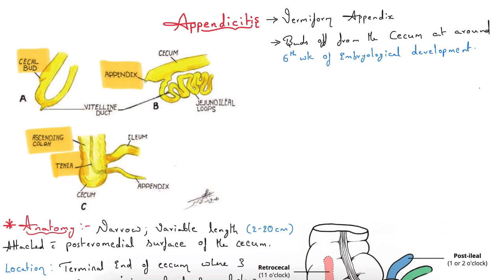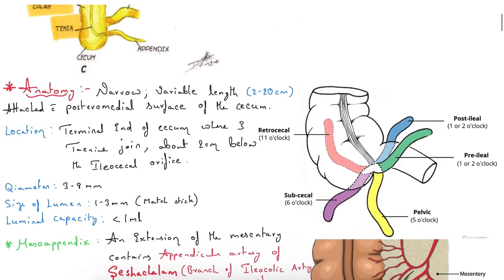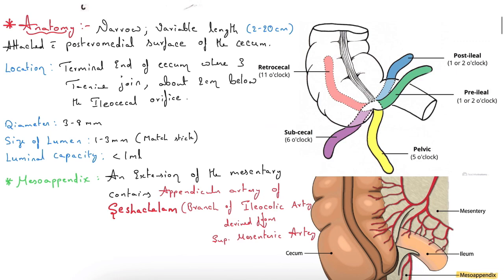So this is the main bud forming in the 6th week. This is important in embryology. Next one, anatomy. The appendix is narrow and of variable length, we can say 2 to 20 centimeters, and it is attached to the posteromedial surface of the cecum. In this image you can see the appendix and the tinea, which I highlighted. Here you can see the posteromedial surface of the cecum, and the appendix.